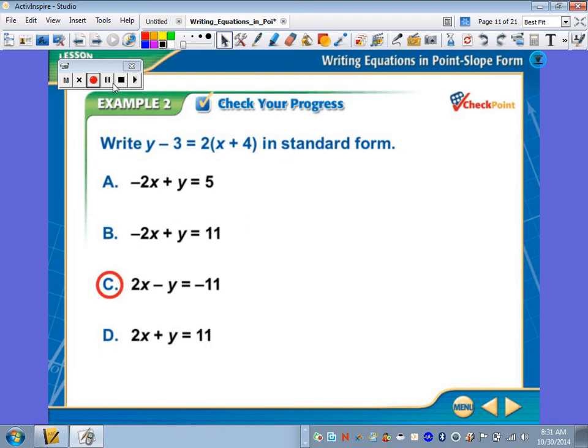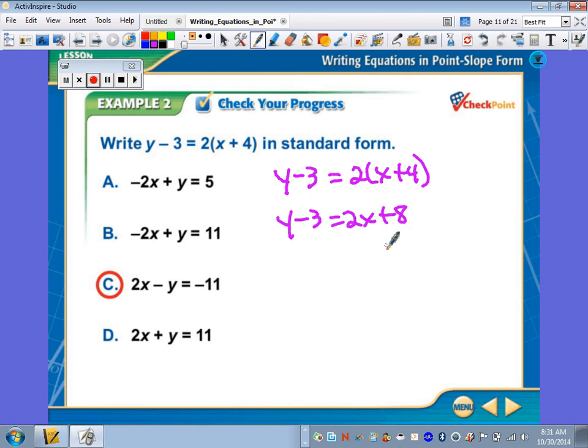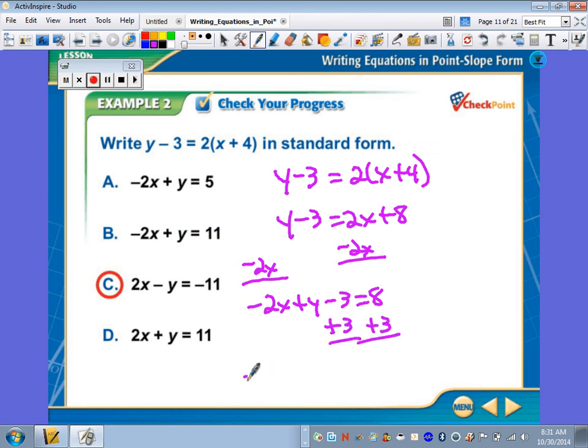Now they do the same thing here, so I'll help you and walk you through on the side. And you already see that they have an answer, but let me show you how they got that. So they did y minus 3 equals 2 times x plus 4. Okay? So you're going to have y minus 3 equals 2x plus 8. Okay? I am going to subtract 2x from both sides. So I'm going to get negative 2x plus y minus 3 equals 8. Okay? Now I'm going to add 3 to both sides. When you do that, you get negative 2x plus y equals 11.